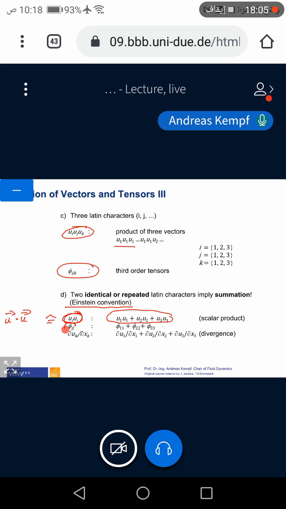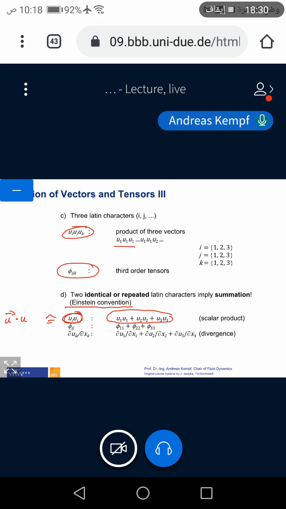If we have a tensor phi, and we use phi jj, then we end up with phi 11 plus phi 22 plus phi 33. So what this is mathematically is the trace of the tensor, or in German die Spur des Tensors, also die Liste der diagonalen Elemente. This is the sum of the elements on the diagonal of a matrix.